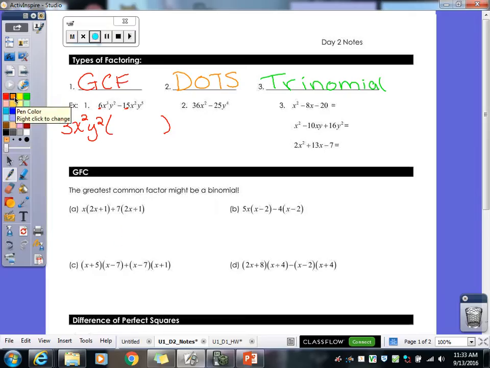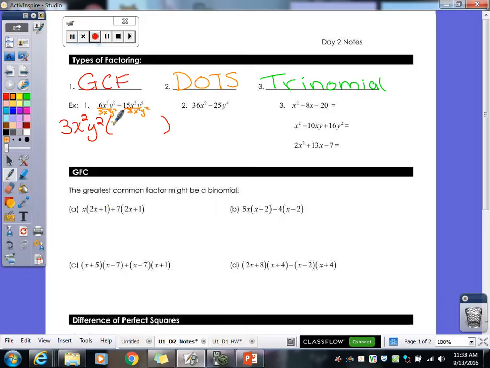Who remembers how we get the stuff that goes in the parentheses? Yeah, we got to do some division, and what's left goes inside the parentheses. So you've got to divide both of these by your GCF. Now, you don't actually have to show that division step. Some of you can do it in your head, and that's perfectly fine. If you need to do that step, go right ahead and do it.